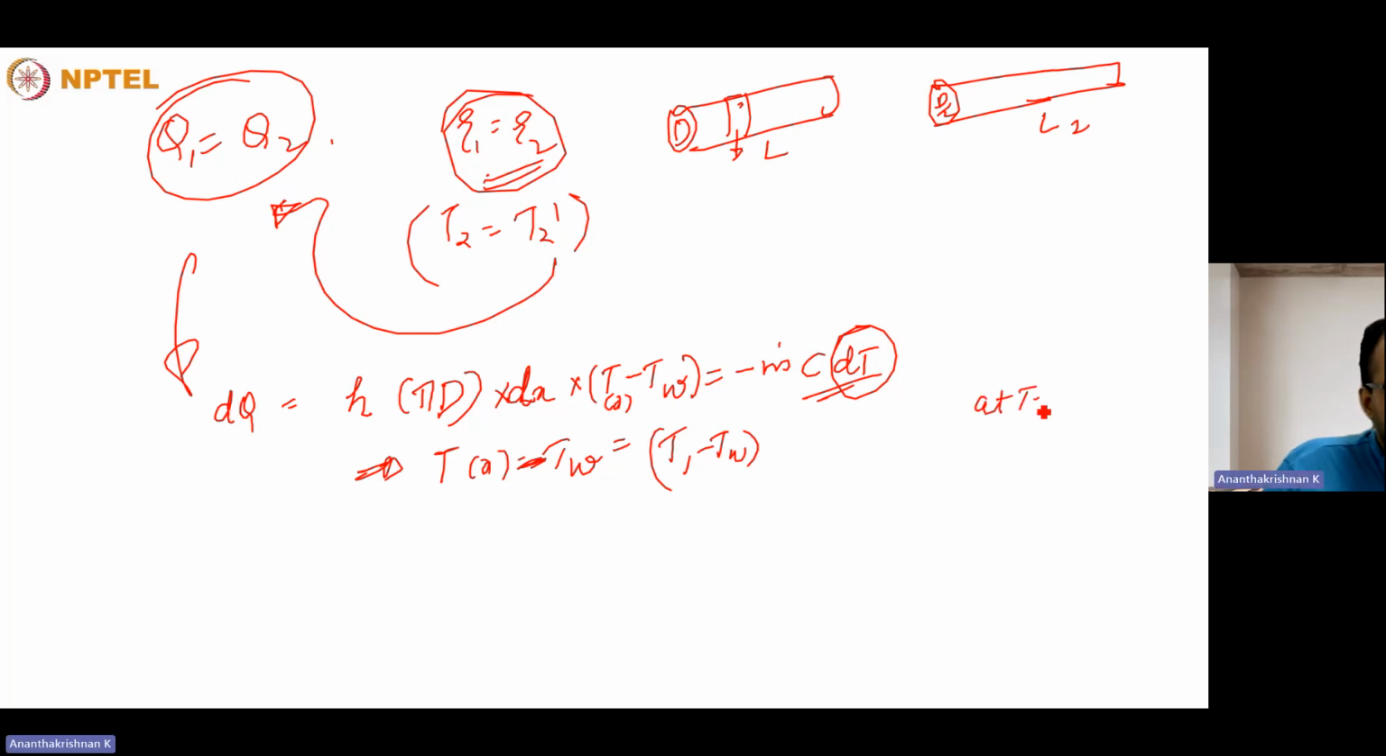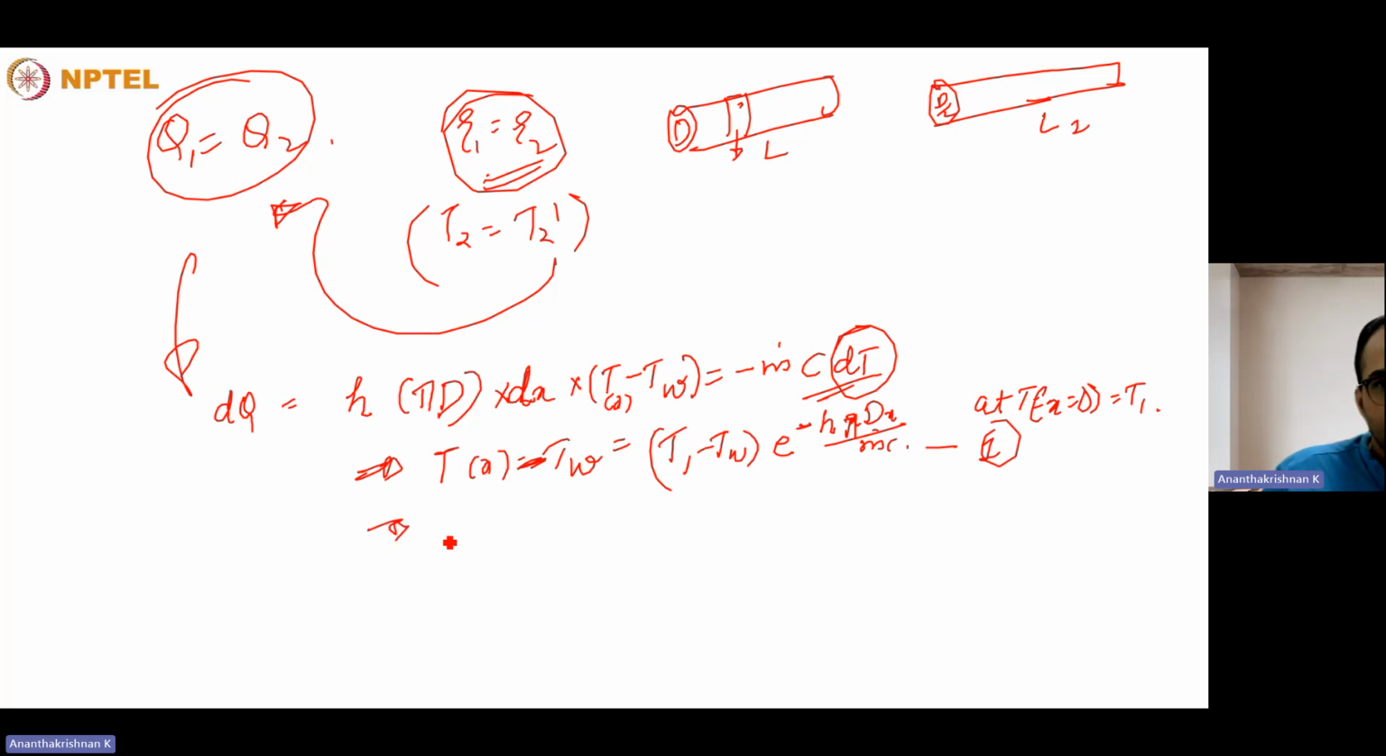At x equal to 0, T of x is equal to T1. Similarly, T of x at x equal to L can be written in terms of T2 as well. So this is T1 minus T wall, applying a boundary condition: at x equal to 0, T is equal to T1, held constant. Based on that, you get an exponential profile, e raised to minus of h pi dx divided by m dot c. So we'll get it in the form of this equation. So you can represent it by 1.